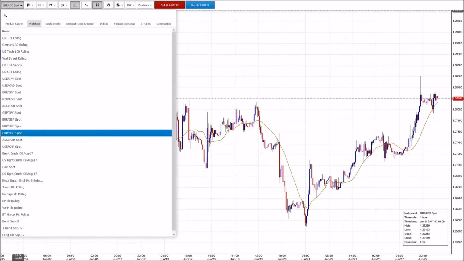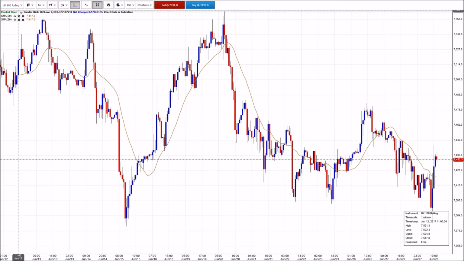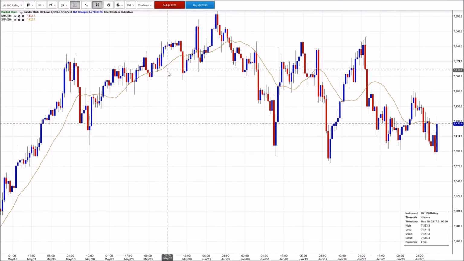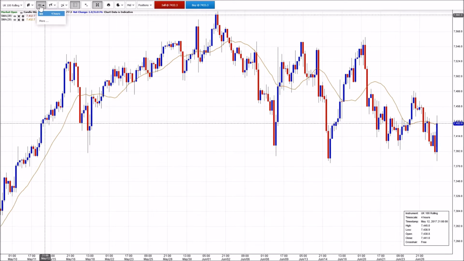Okay, so let's take a look at stock markets. I think the FTSE's been interesting. I tweeted this morning about the FTSE, but let's take this out to a 4-hour chart on the FTSE. Let's leave our moving average on there just for the hell of it. So let's just remind ourselves first of all on the dailies where we are with the FTSE.